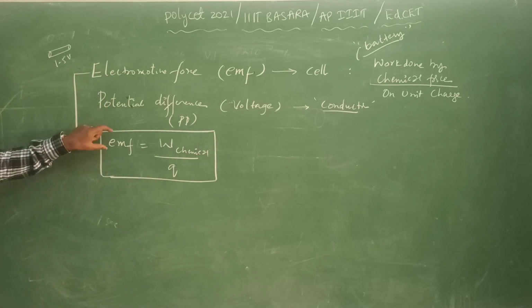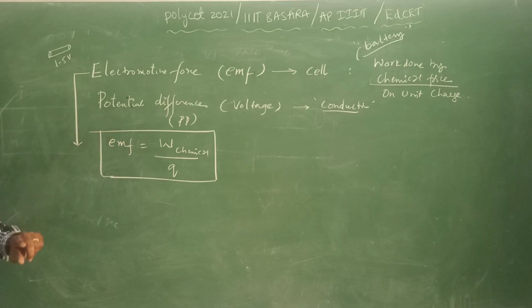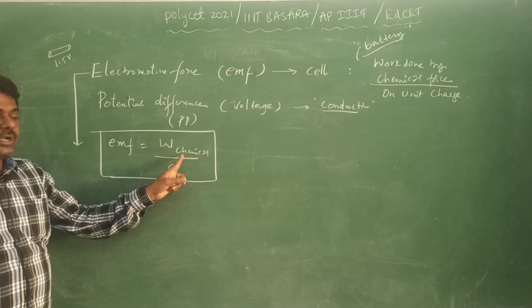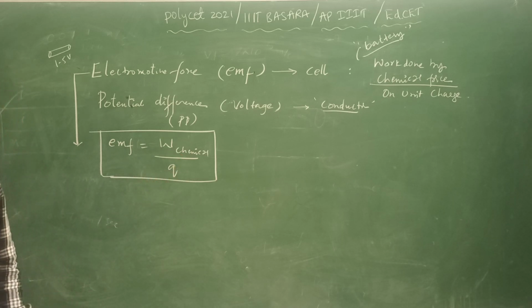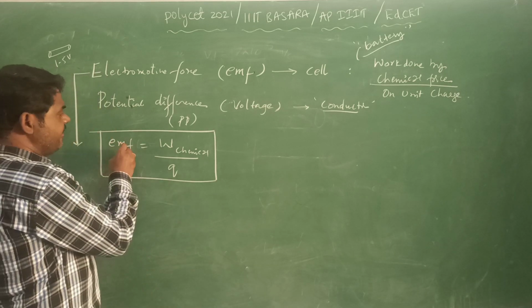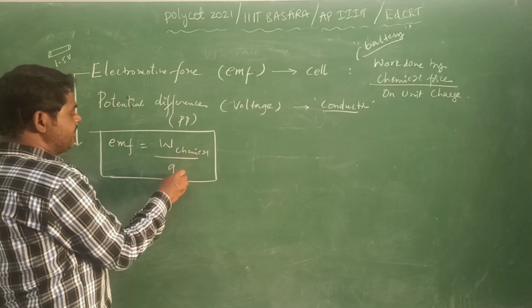Okay, so the formula for electromotive force is work done by the chemical force on the unit charge to move it from positive terminal to negative terminal. So that anyhow you know, right? So EMF is equal to work done by chemical force by charge.